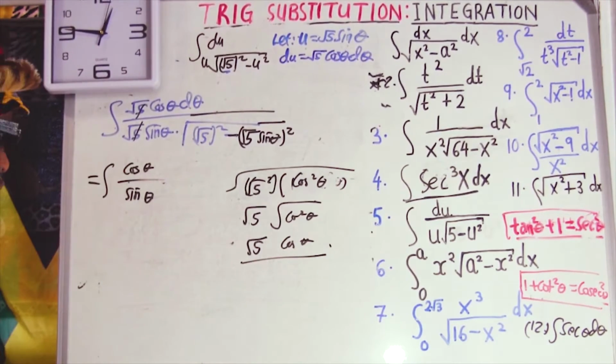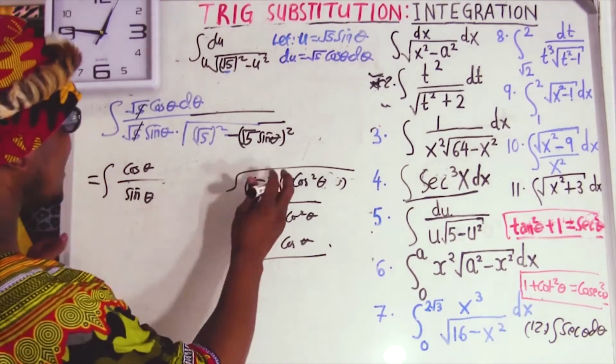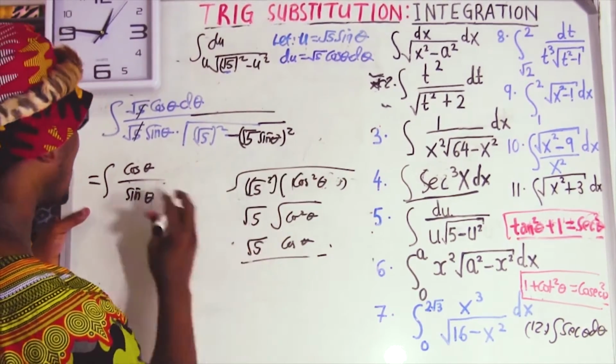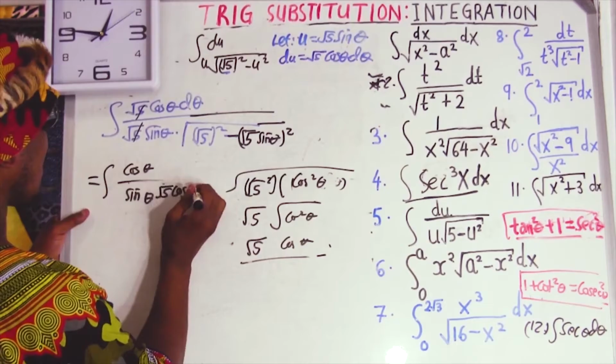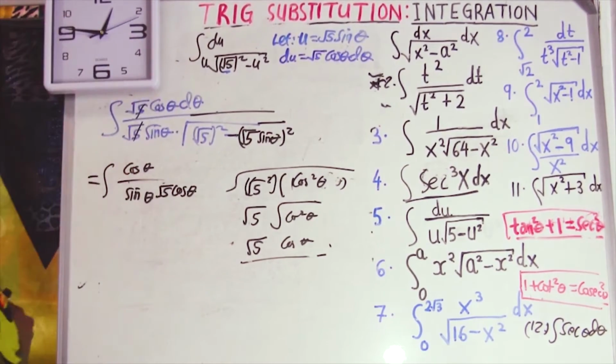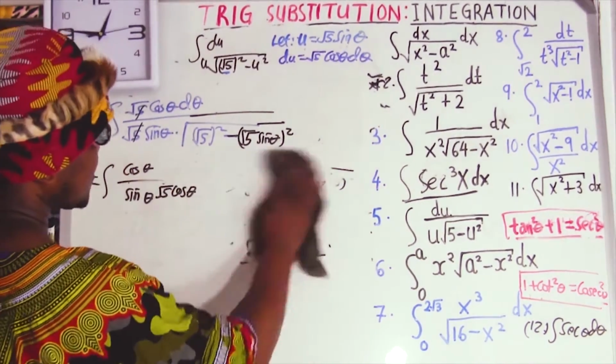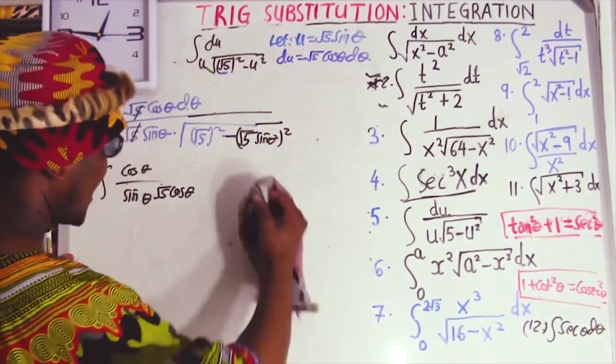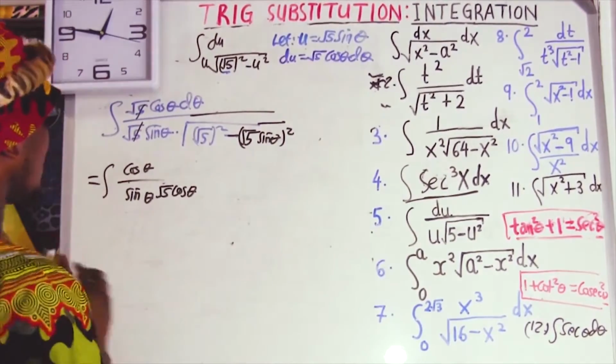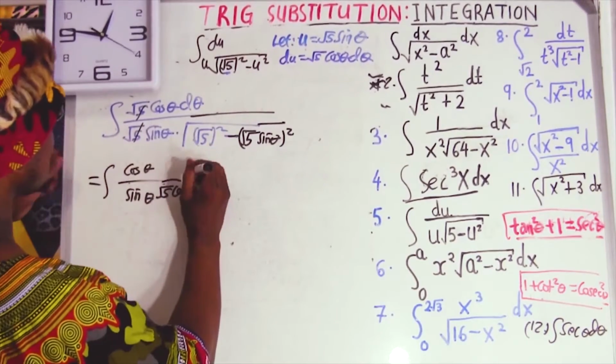But you can do it slowly, you get there. Okay, you can separate this root. So this is going to be the square root of 5 cos theta. Now we are saying cos theta, so this is going to be d theta.